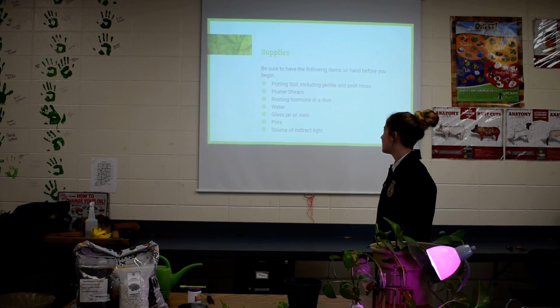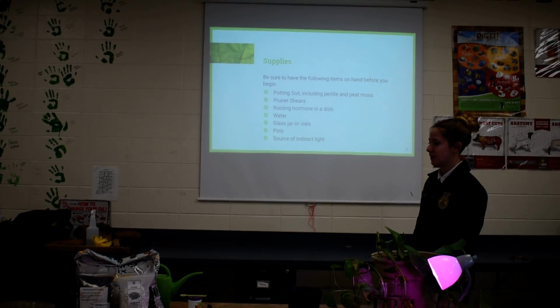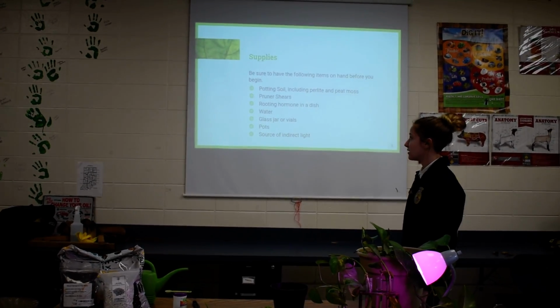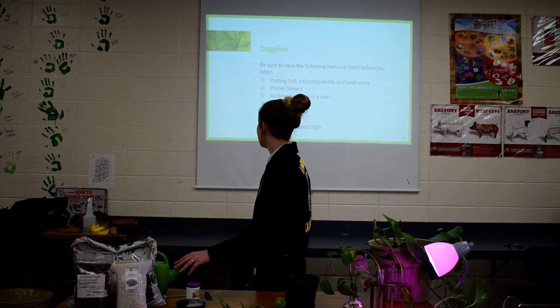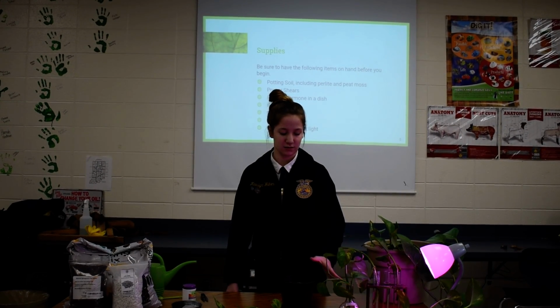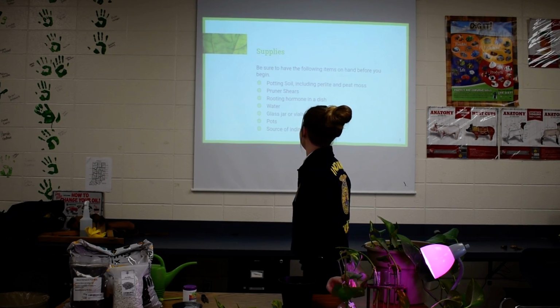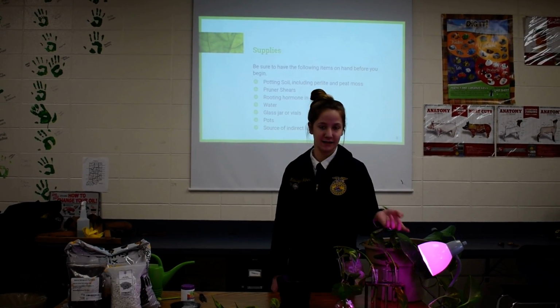The supplies you will need are some potting soil, including perlite and peat moss, some pruner shears, rooting hormone in a dish, water, glass jars or vials, a pot, and a source of indirect light.